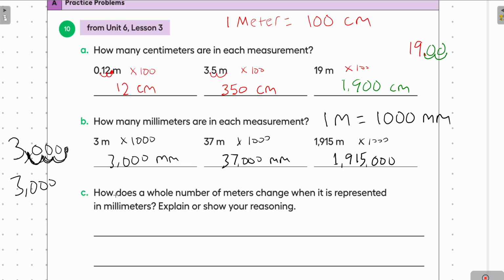So again, basically we just multiply by 1,000, and when we multiply by 1,000, all the digits are shifting 3 places to the left. And in the case of a whole number like these, we're just adding those 3 zeros to it.